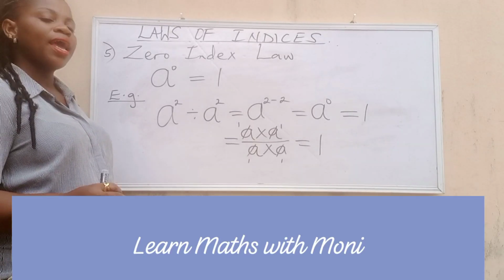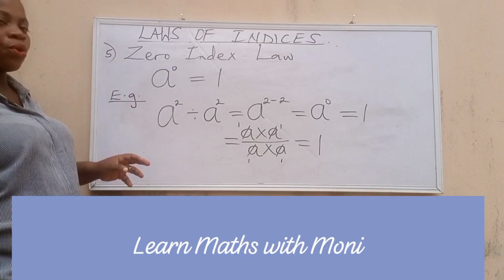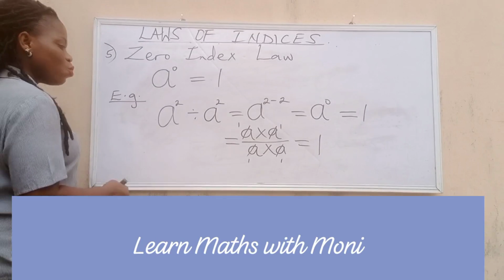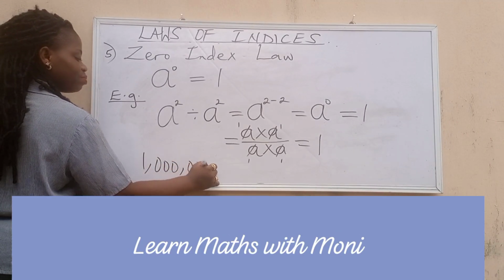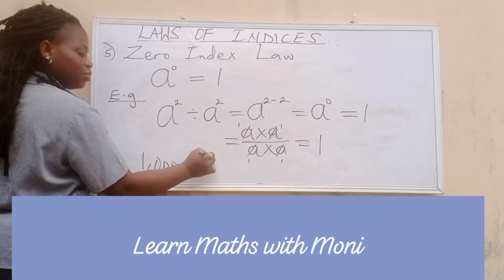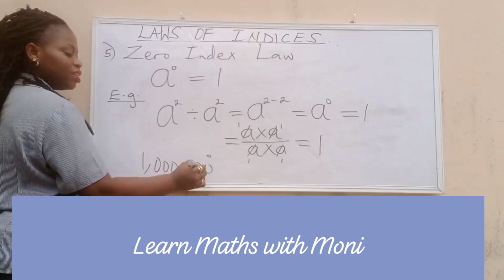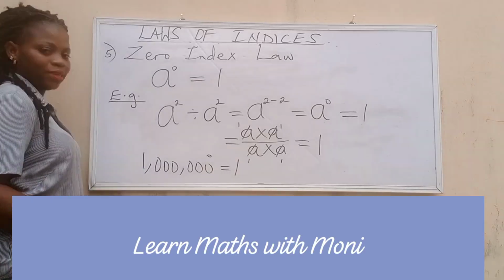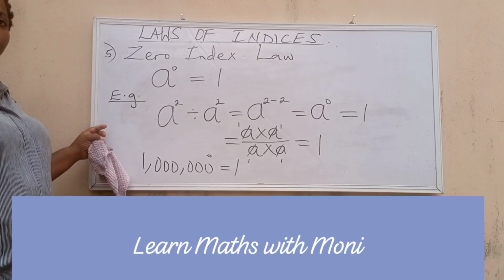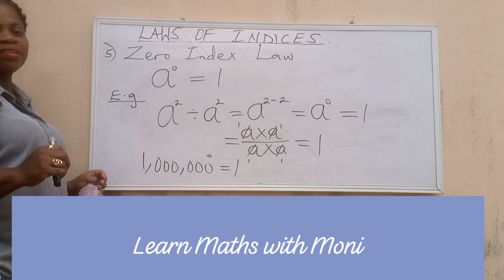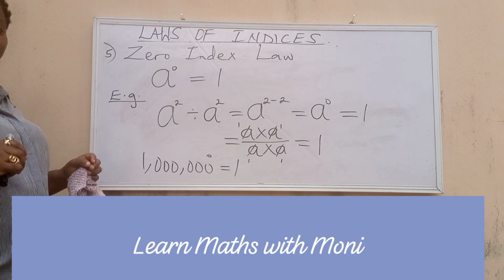Not only a, anytime you see a 0 index, even when it is 1 million, when 1 million is raised to the power of 0, it is equal to 1. That is the implication. Whatever number, however big, it equals 1.